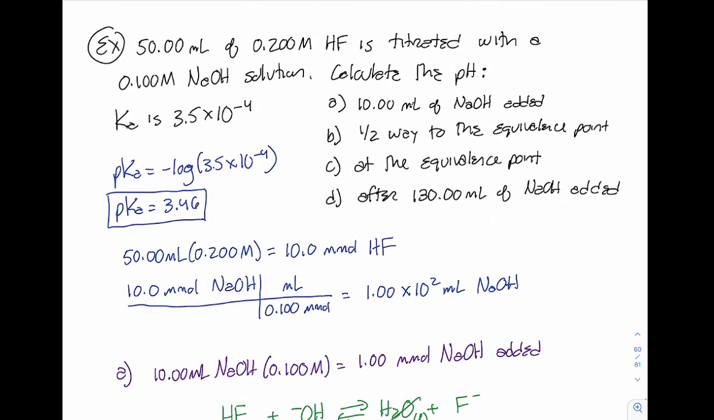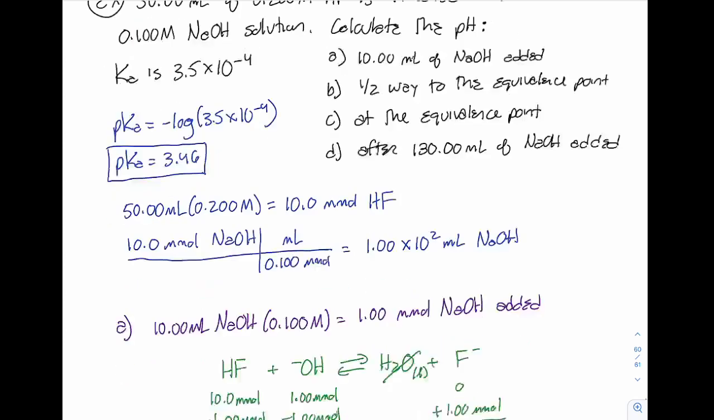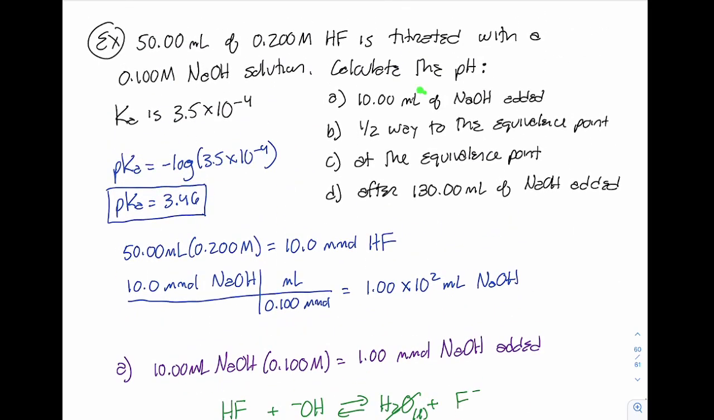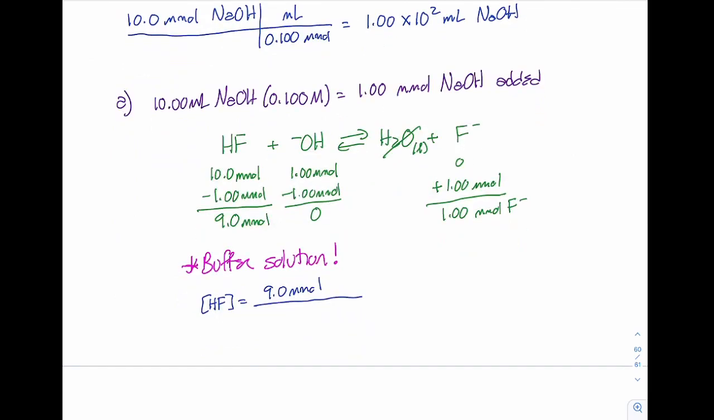So again, going back up, we started out with 50 milliliters of hydrofluoric acid, right? That's what's in our Erlenmeyer flask. We've added 10 milliliters to it, so we have 60 milliliters total. So when we divide that out, I get 0.15 molar HF.